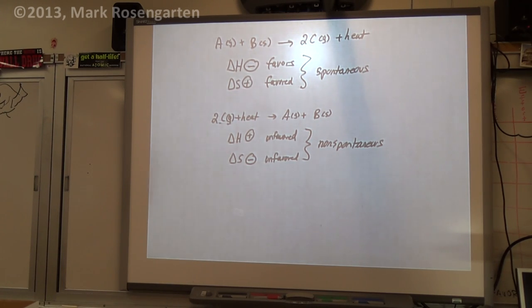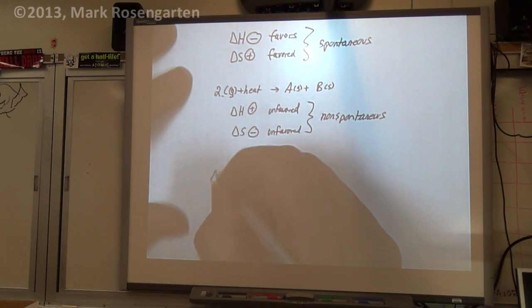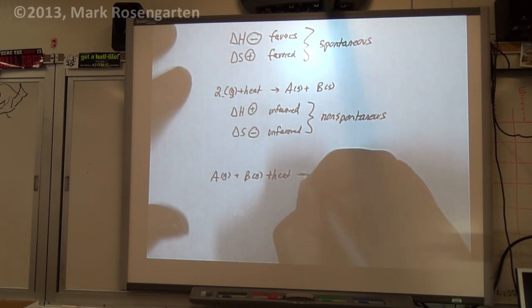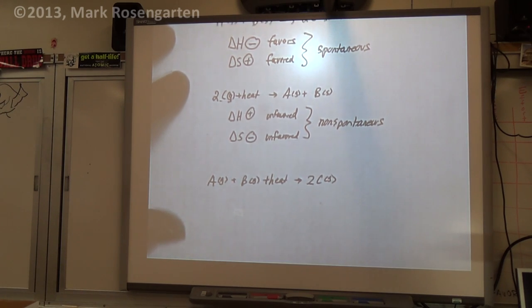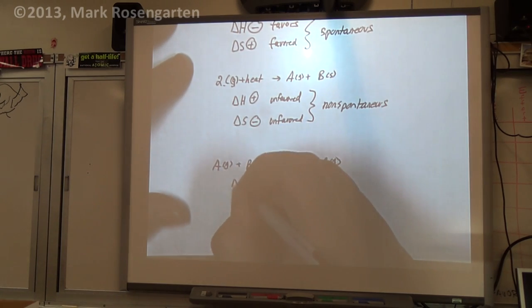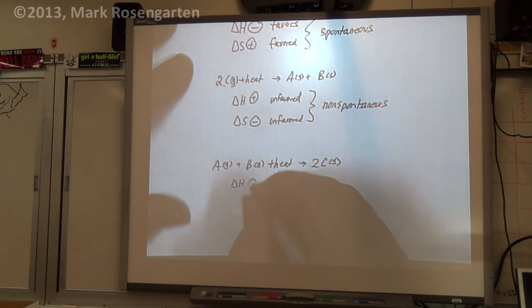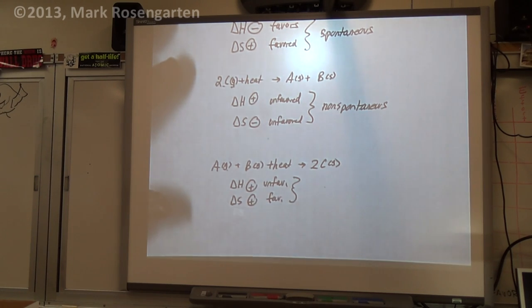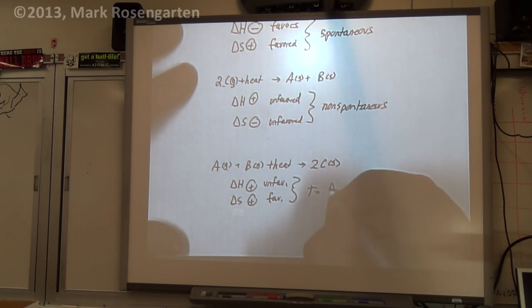But what if we had a situation like this? What if instead it was A gas plus B gas plus heat forms 2C gas? Notice the difference. Now I've put heat on the left side. So what that means is that delta H is positive now. That's unfavored. Delta S is still positive. We go from 1 mole of gas to 2 moles of gas. And that's favored. So we could say it's sometimes spontaneous. And there will be a temperature where it reaches equilibrium.